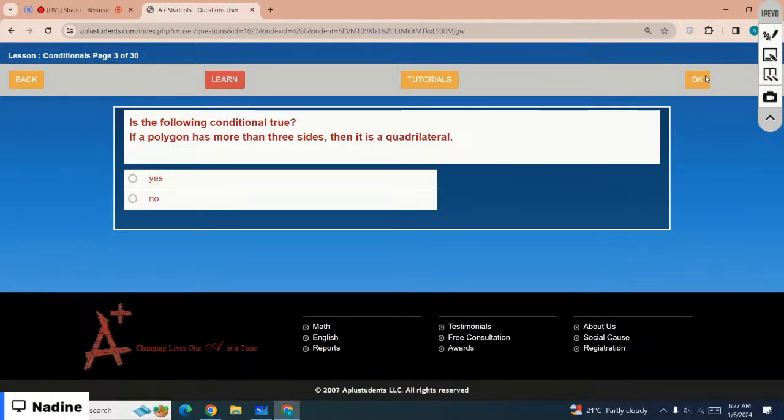If a polygon has more than 3 sides, then it is a quadrilateral. The correct option is yes, it is true.